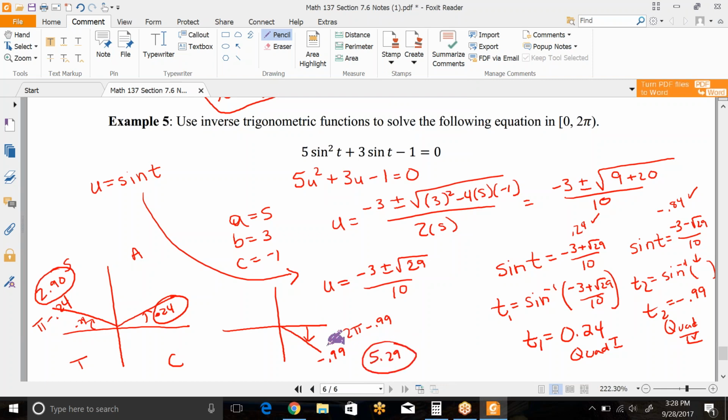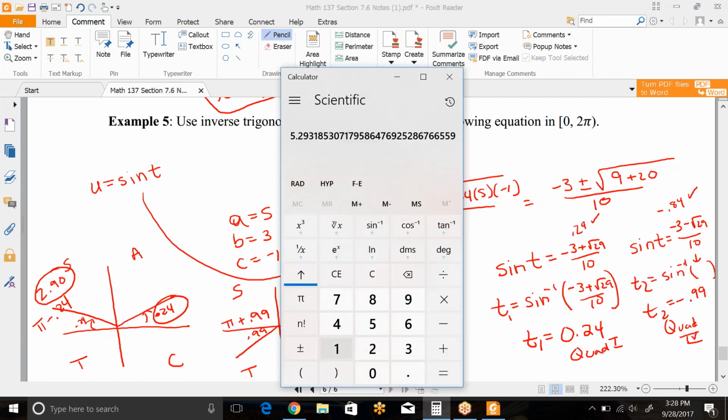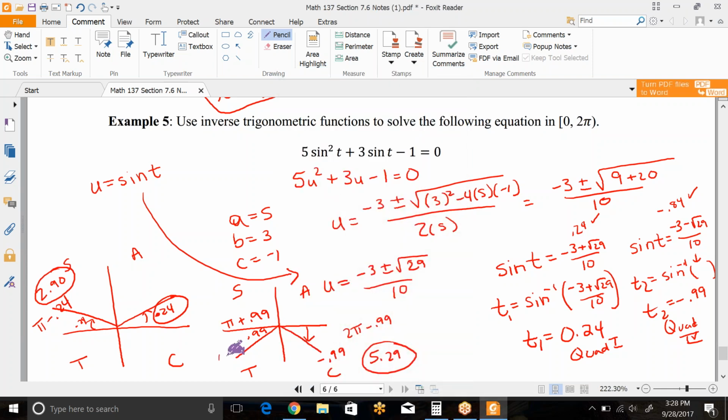Now because sine is negative here, there's another place that sine is negative, and that is in quadrant 3. So we should have another matching 0.99 angle right here. And this one would be pi plus 0.99 because we're going past 180. So pi plus 0.99 is 4.13. So 4.13 is an answer right here.